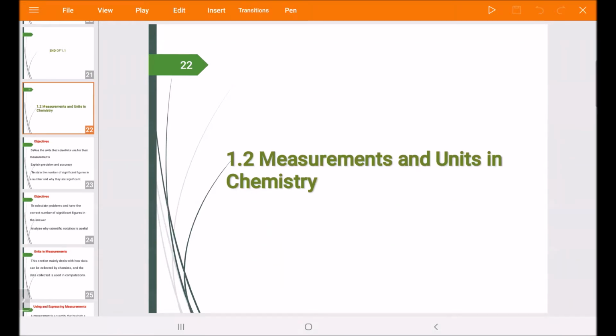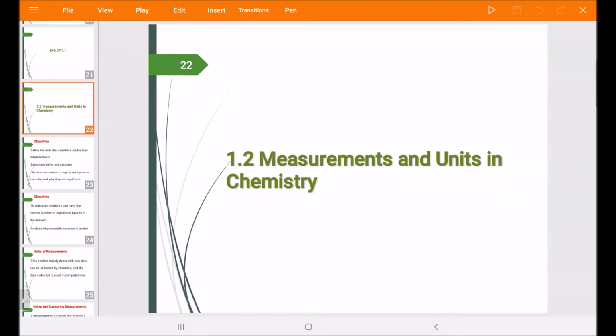So yesterday we discussed the scope of chemistry, and we defined what chemistry is, and we also discussed the difference between physical change and chemical change, and we also discussed the two types of physical change, very important, and those are extensive and intensive process, and we gave some examples for each type of physical process. Today we'll discuss measurements and units in chemistry.